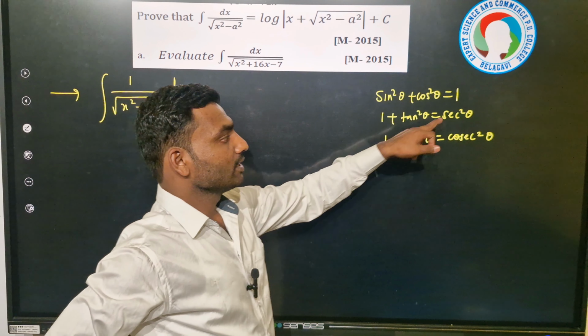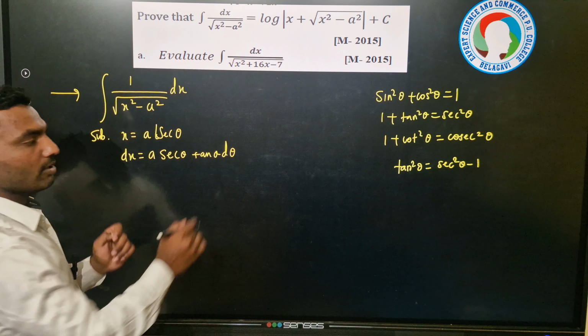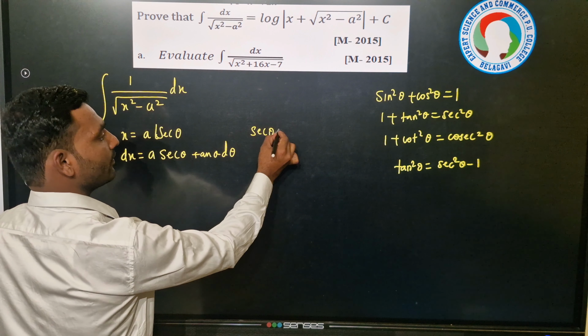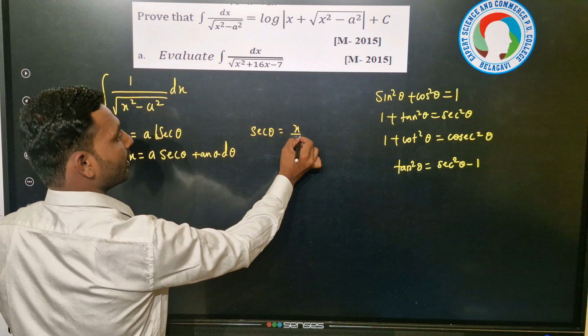Clear? So if you substitute x as a sec theta, then what will be the value of dx? We have to differentiate it. What is the value of differentiation of sec theta? That is sec theta into tan theta into d theta. So x equal to a sec theta, then sec theta value is x by a. Then you can see what is the value of tan theta also. So here you can substitute this value in this equation.